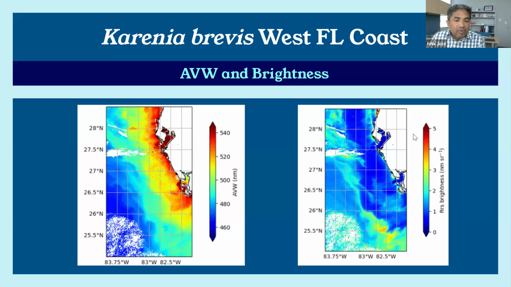This is again the plot of AVW against the Rrs brightness. You can see the intensity of that blue color close to the coast aligns very well with the chlorophyll concentration. So that's a clear indication of the bloom.